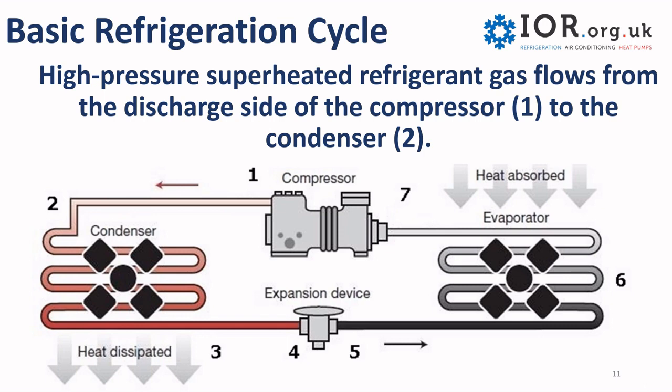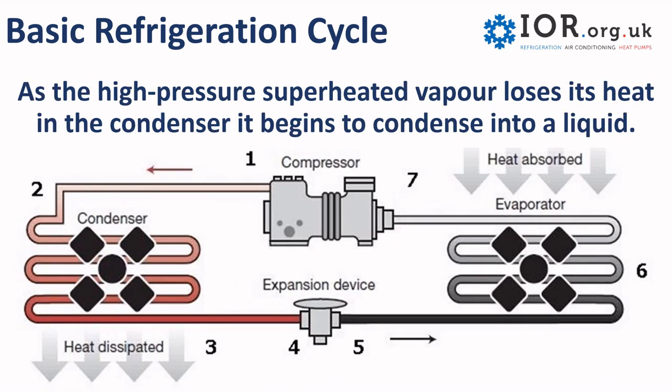So here we go with the refrigeration cycle. Basically the compressor's job is to compress the refrigerant gas and create a high pressure gas which is superheated and flows from the discharge side of the compressor, from 1 to 2, the condenser. The high pressure superheated vapor has to lose its superheat in the condenser, and then it begins to condense into a liquid.